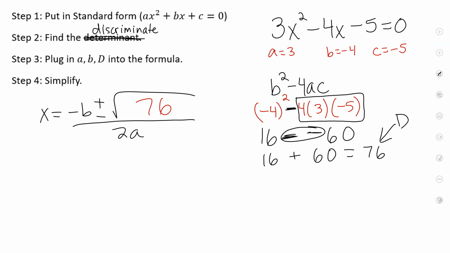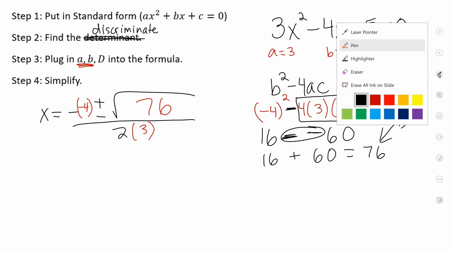We're also going to plug in a and b into the formula. So the a value we said was 3. So I'm going to put a 3 there. And the b value, erase b, don't erase the minus sign, that's a part of the formula. We're going to erase b and replace it with a -4. So that's step 3, plug everything in. We plugged in our discriminant, we plugged in the a value, we plugged in the b value. Okay, now we're going to simplify.